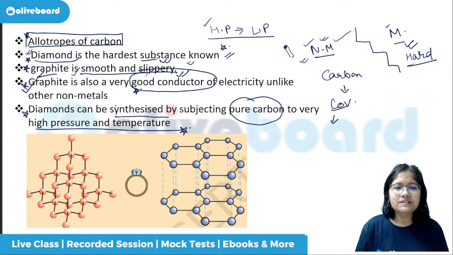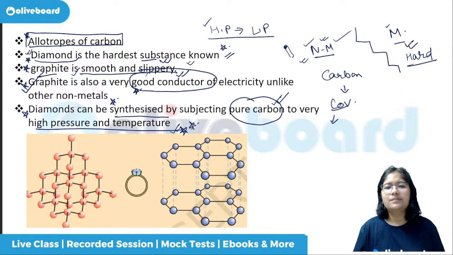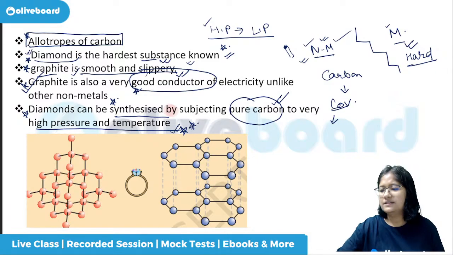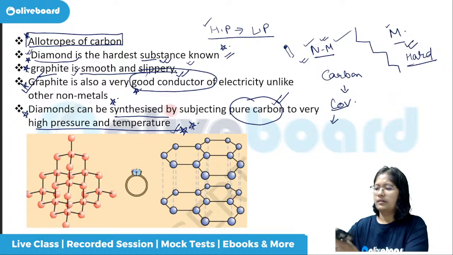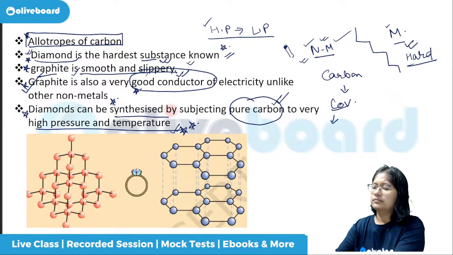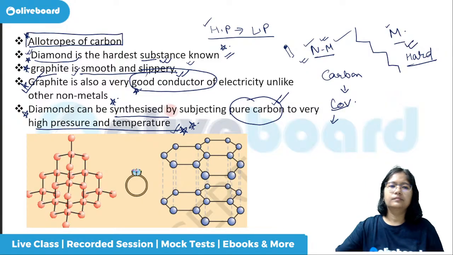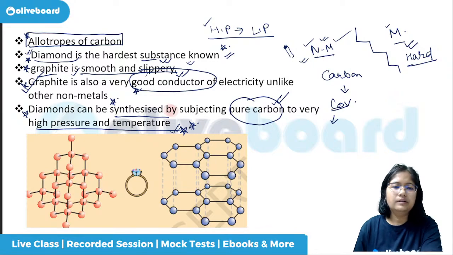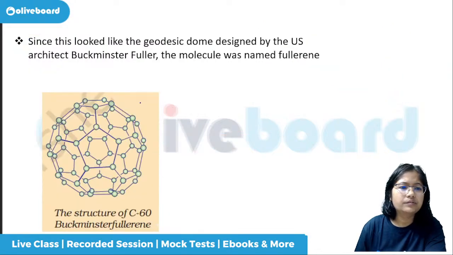So diamonds can be synthesized by subjecting the pure carbon to high pressure and high temperature. Okay, so pure carbon to high pressure and high temperature, what will happen? Diamonds can be synthesized. All right. Now, okay, you can also have a look at this.